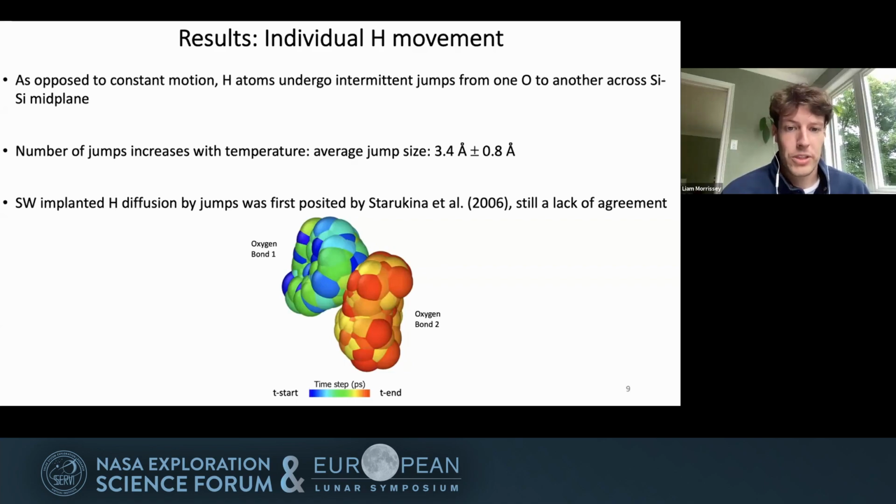Now, the concept of solar wind implanted H diffusion by jumps was first posited in 2006 by Starikina et al. But because these studies weren't actually simulating the diffusion on the scale in which it was happening, it was only a theory that wasn't actually being shown. So there's still a lack of agreement over whether that was the actual mechanism of diffusion.